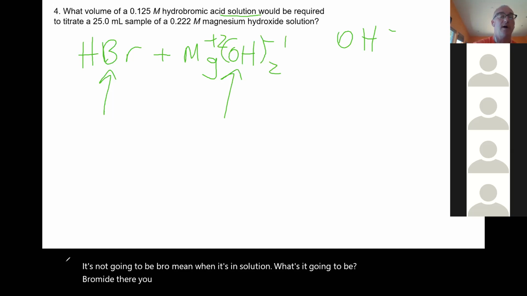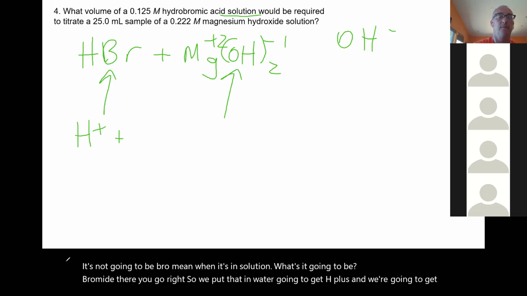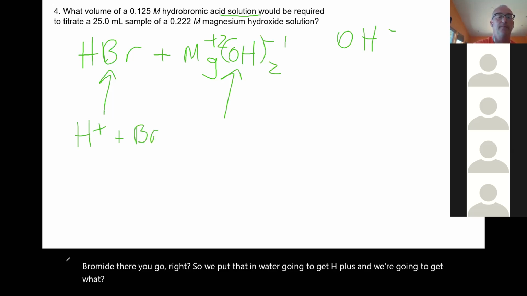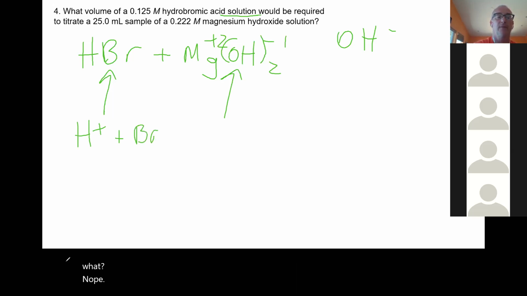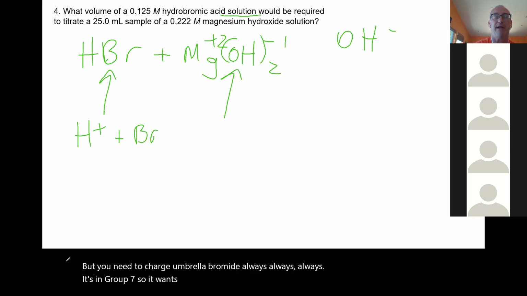Right, so we put that in water, we're going to get H plus, and we're going to get what? Br 2? Nope. What's going to be the charge on bromide? Always, always, always -2? Nope. It's in group 7, so it wants 1 electron to get to the happy place. A 1 minus. 1 minus, right. So we're going to have H plus and Br minus.